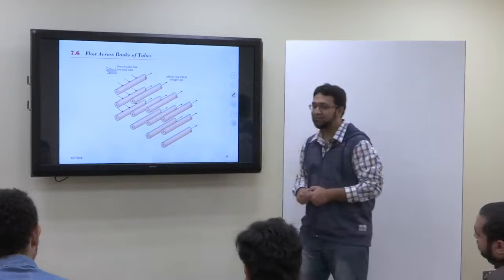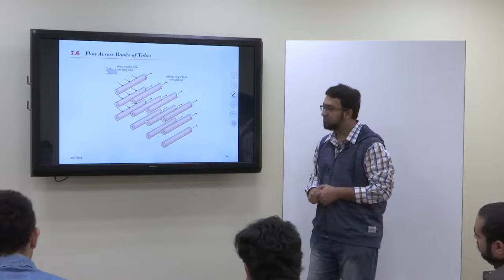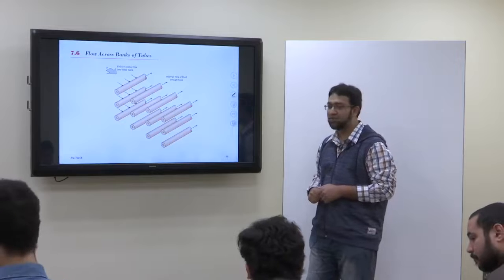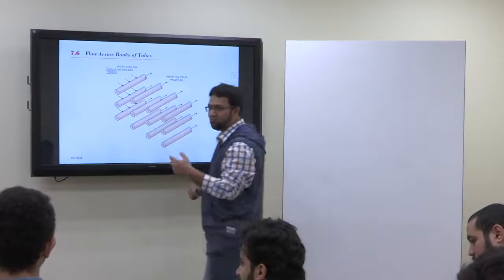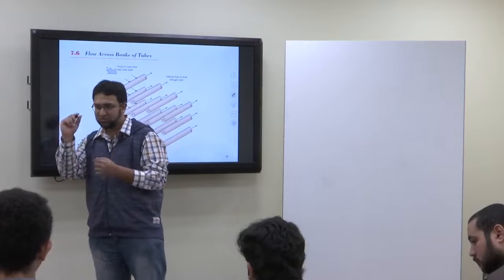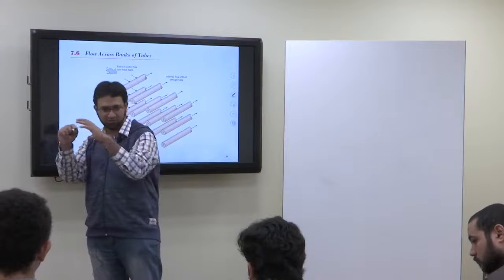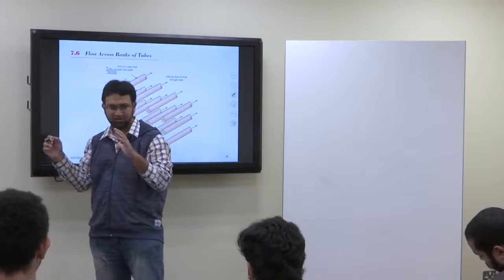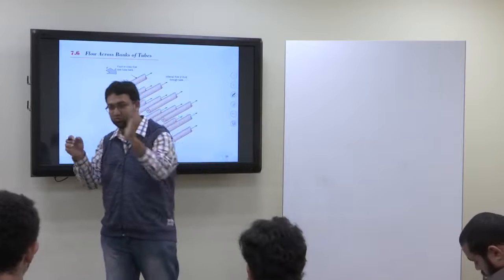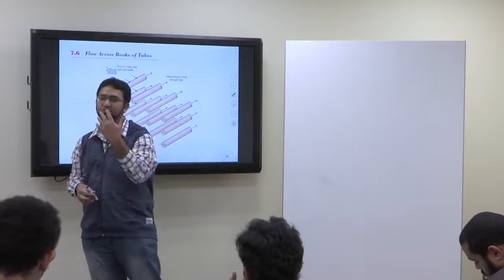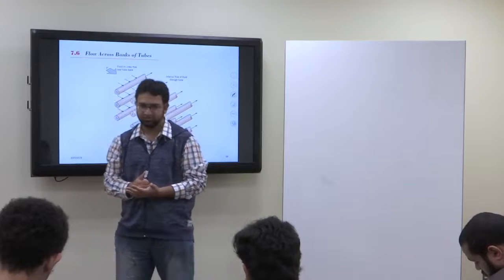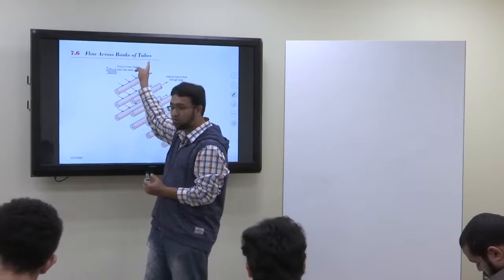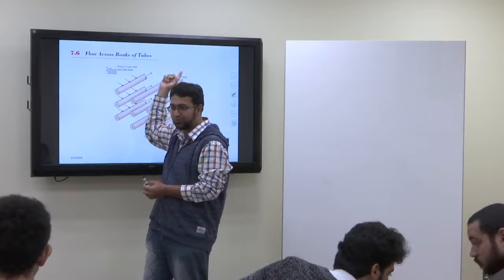Anyways, now let's have another topic. This is a more realistic topic, and it is about the flow across a bank of tubes. Normally, it's not just a single tube with flow across it. Normally, we have many tubes arranged, and when we have flow across those many tubes, how do we determine the heat transfer coefficient? How to do the calculation. This is about flow across the bank of tubes.